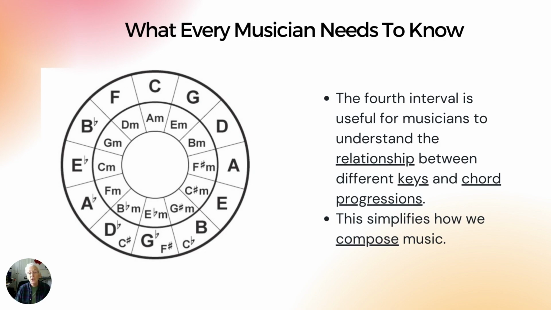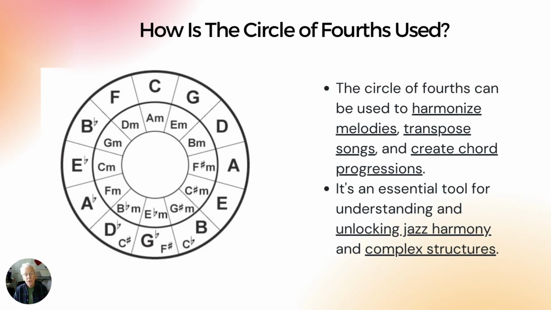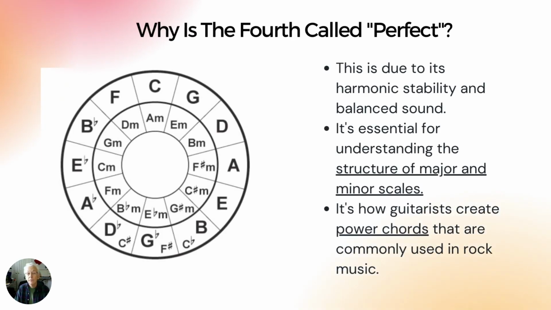Here's what every musician needs to know. The fourth interval is fundamental to understand the relationship between keys and chord progressions. And the reason for that is to simplify how we compose music. The circle of fourths is used to harmonize melodies, transpose songs, and create chord progressions. It's also essential for unlocking more complex forms like jazz harmonies and other complex harmonic structures.